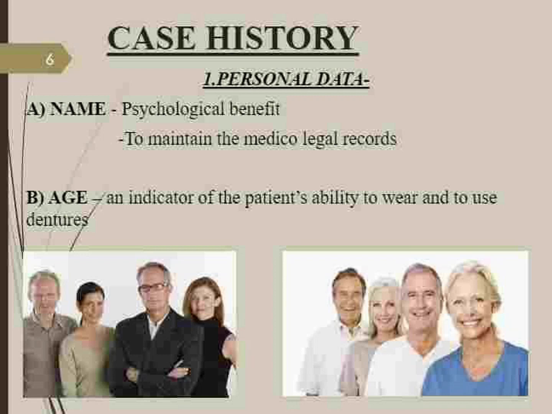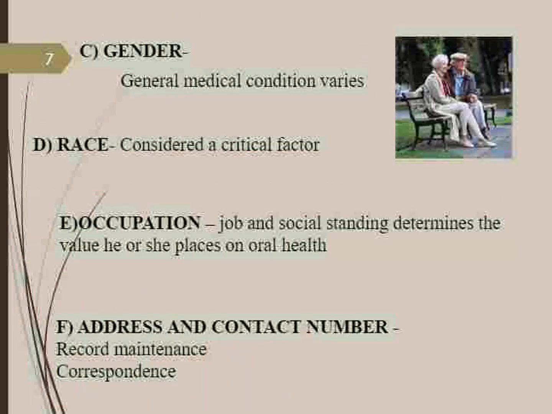Now, the name of the patient is asked to obtain a psychological benefit for the patient and to maintain the medicolegal records. Age is an indicator of the patient's ability to wear and adapt, and to identify the expectations of the patient. Gender is to identify any disease which is related to gender. For example, women are more prone to development of osteoporosis, especially postmenopausal women, and female patients could be more exacting with aesthetics than with function.